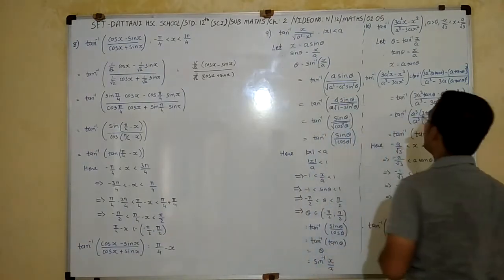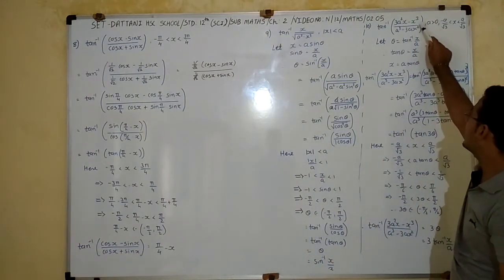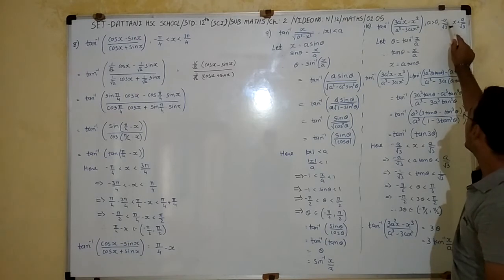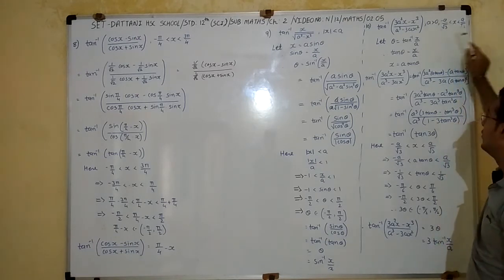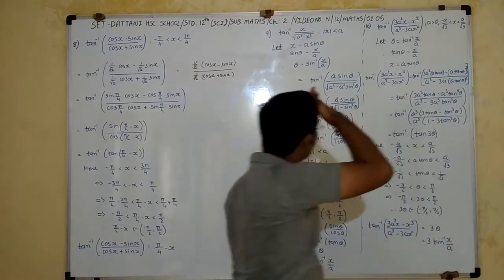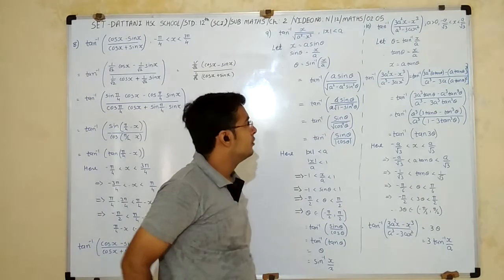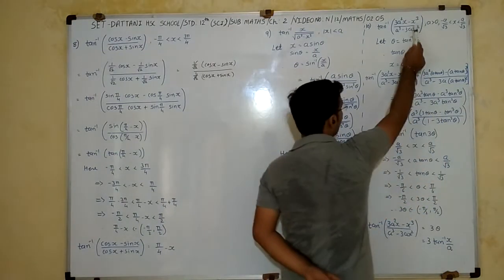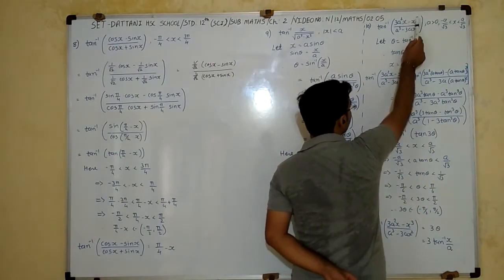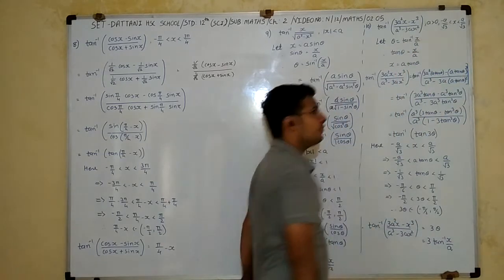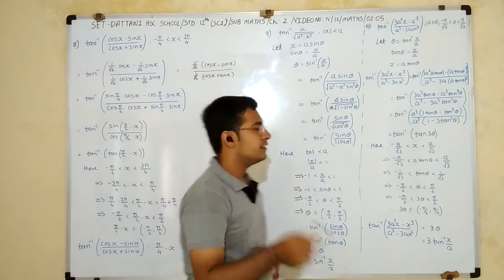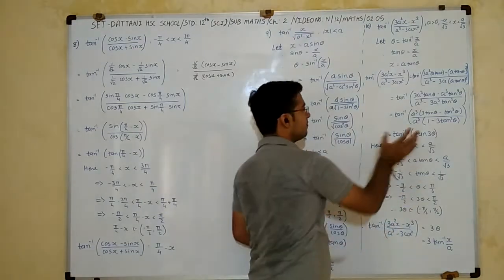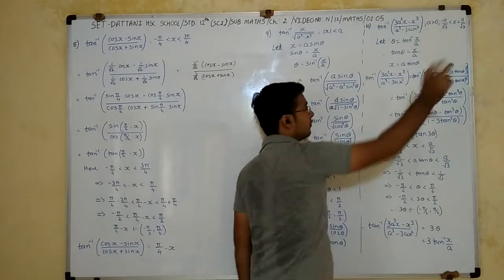Next one is the 10th one: tan inverse of (3a square x minus x cube) upon (a cube minus 3x square), where a is greater than 0 and the range is minus a by root 3 less than x less than a by root 3. So first of all, you know the formula of tan 3 theta. Tan 3 theta is equal to 3 tan theta minus tan cube theta upon 1 minus 3 tan square theta. So I just make this formula here using x is equal to something.